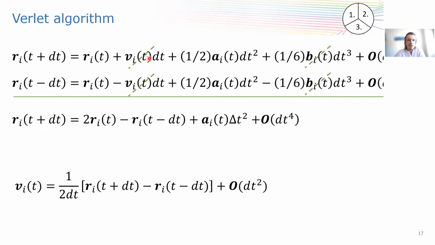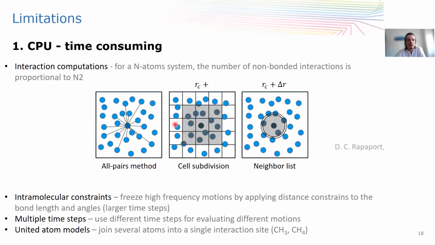So if we make this Taylor expansion only to the second term, so we stop this expansion here, we can calculate the velocity at time t from the previous and the next step, with the error of dt squared. Okay, this is not an easy task, and it comes with a lot of limitations. So let's talk about them.